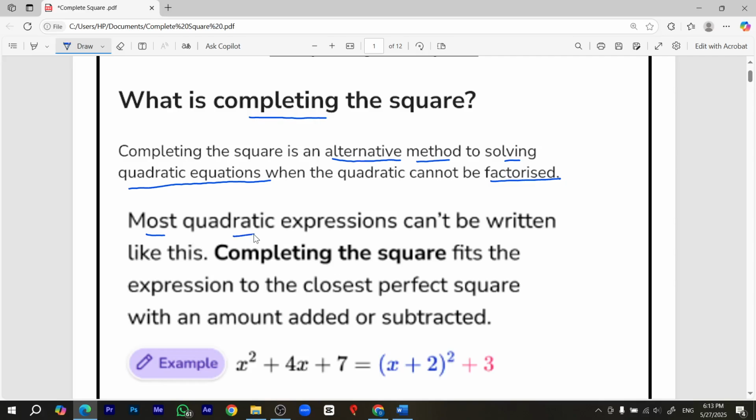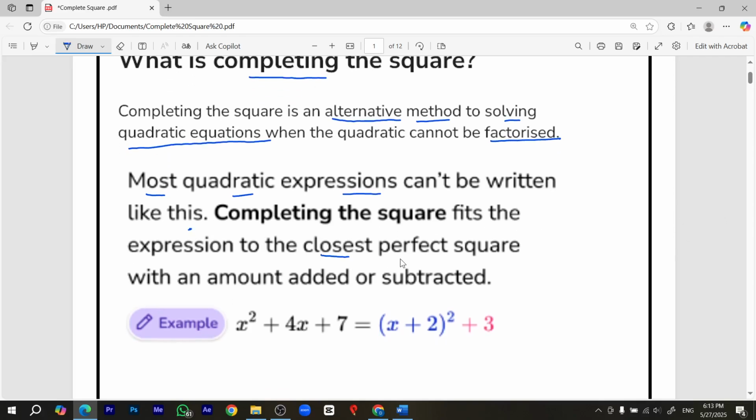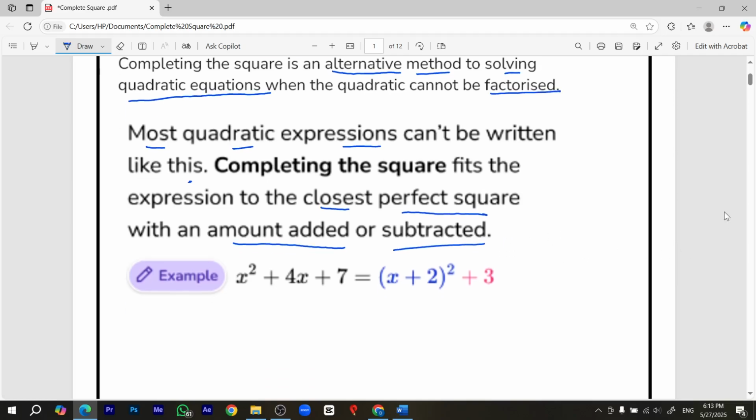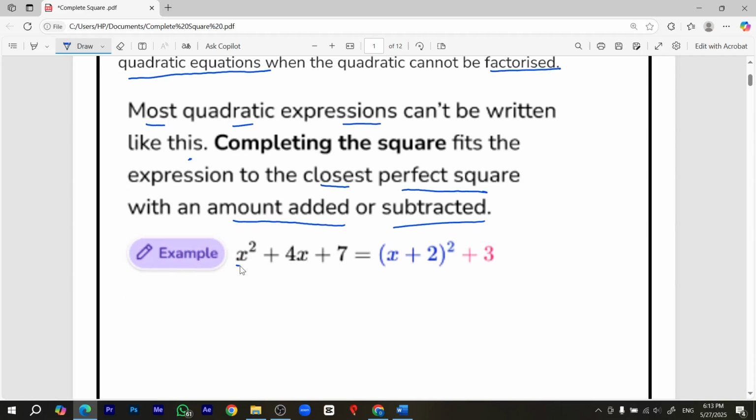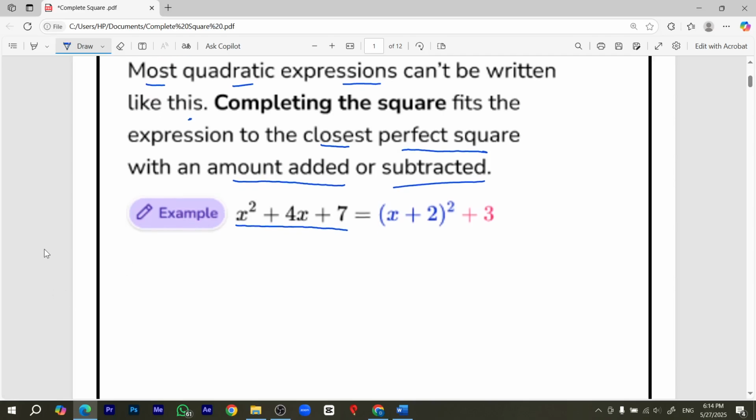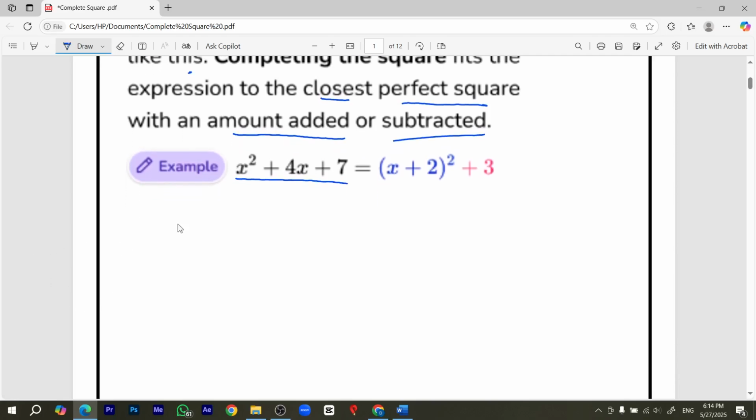Most quadratic expressions can't be written like this. Completing the square fits the expression to the closest perfect square with an amount added or subtracted. Here we have a quadratic that we can't factorize, so we will use completing the square. We have x squared plus 4x plus 7. How do we apply completing the square?